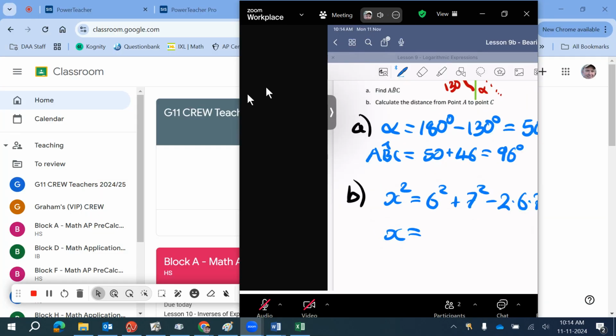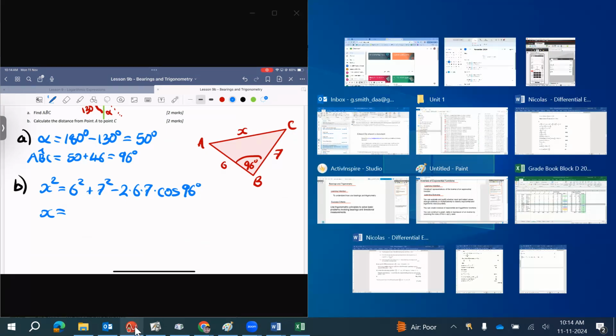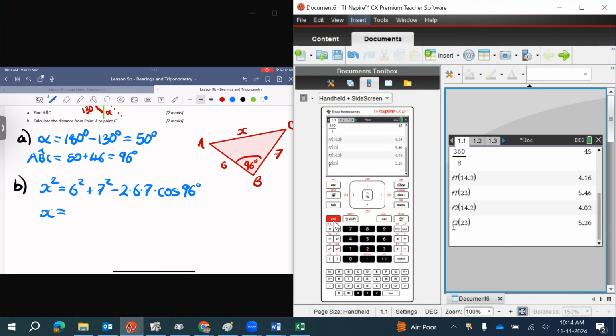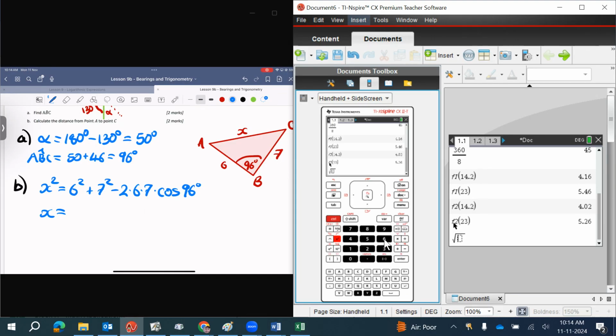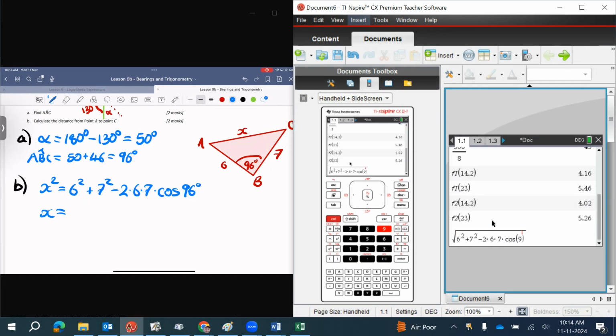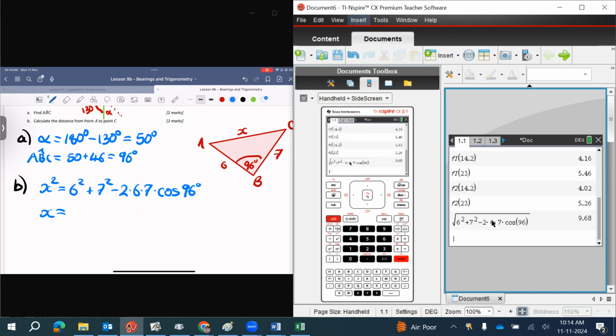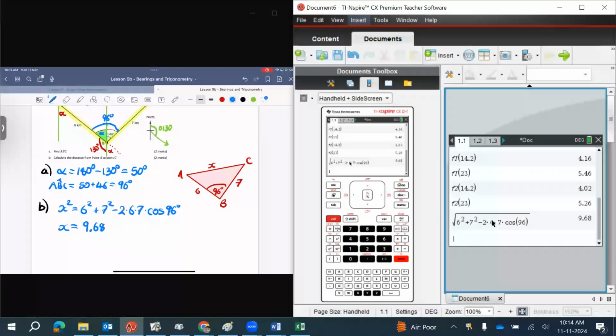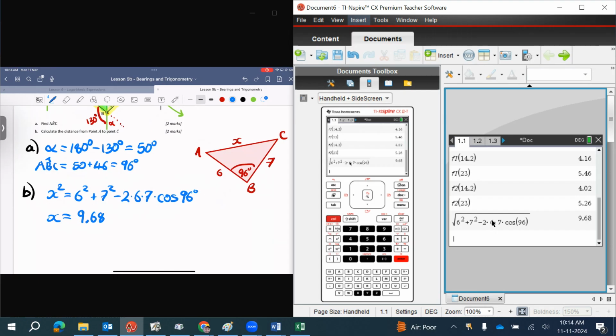Let me just check that. I want to do that on the calculator. That's my calculator. Here it is. So I'm going to go for square root and 6 squared plus 7 squared minus 2 times 6 times 7 times the cosine of 96. Adia, what did you get? 9.68. What's the units? Kilometers.